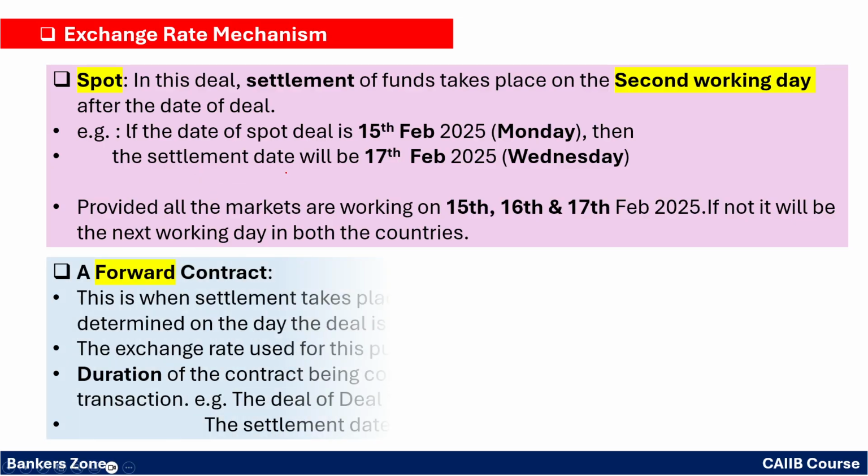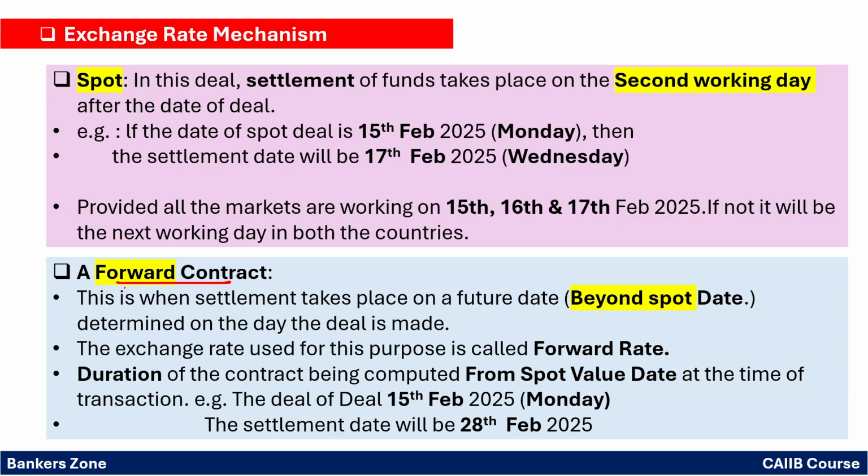Okay. Now, next is the forward contract. It is again very simple. Forward means today you entered into the deal, and any day after the spot, the settlement is happening. It is called the forward. So this is when the settlement takes place on a future date, that is, beyond the spot date. When the settlement is happening beyond the spot date, it is called a forward. That means a longer duration, more than the second working day.